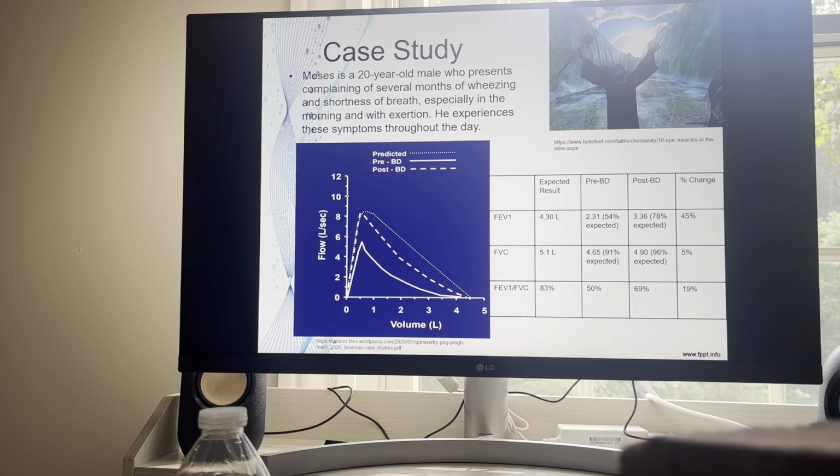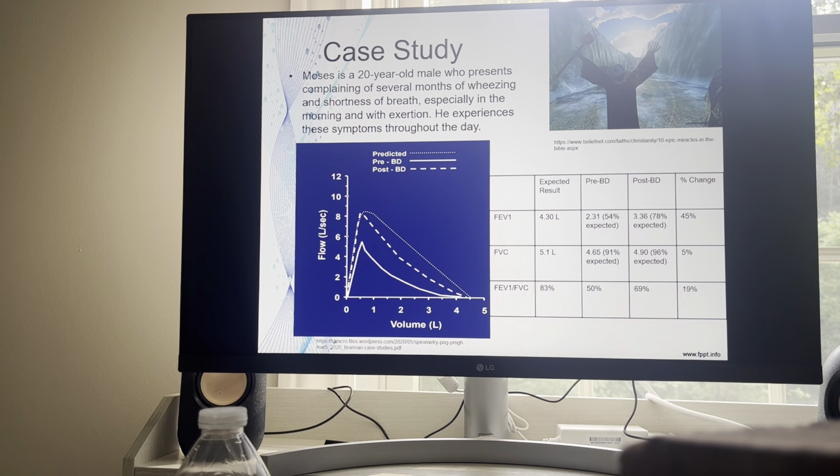So let's look at his FEV1 FVC. Is it less than 70%? And we're looking at pre-bronchodilator right now. Is the pre-bronchodilator FEV1 FVC less than 70? Yeah, he's at 50%. So number 2, post-bronchodilator, does he have a 12% and at least 200 milliliter response in either the FEV1 or FVC? Well, yeah. In his FEV1, he increased 45% and 1.05 liters, and his FVC increased 5% and 0.25 liters. So the FEV1 qualifies him to have reversible obstructive lung disease.